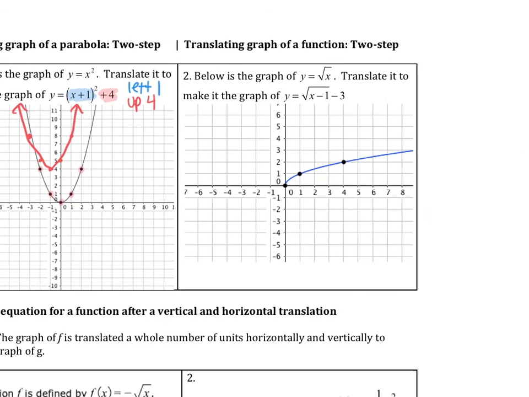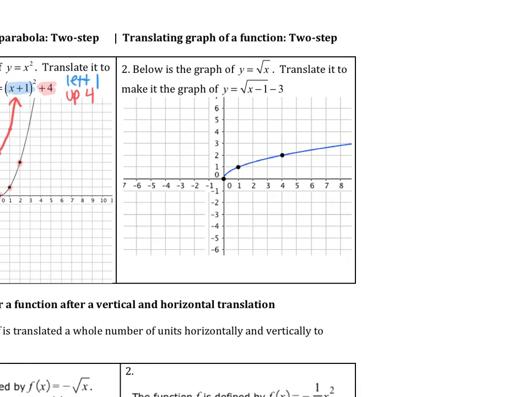Same with the next example of the function. Notice this is a square root function. It still doesn't matter because even though there's no parentheses or absolute value, you still have something under the square root, and that counts as the horizontal translation. So the minus 1 under the square root is telling us to move right 1, and then the outside minus 3 is telling us to move down 3.